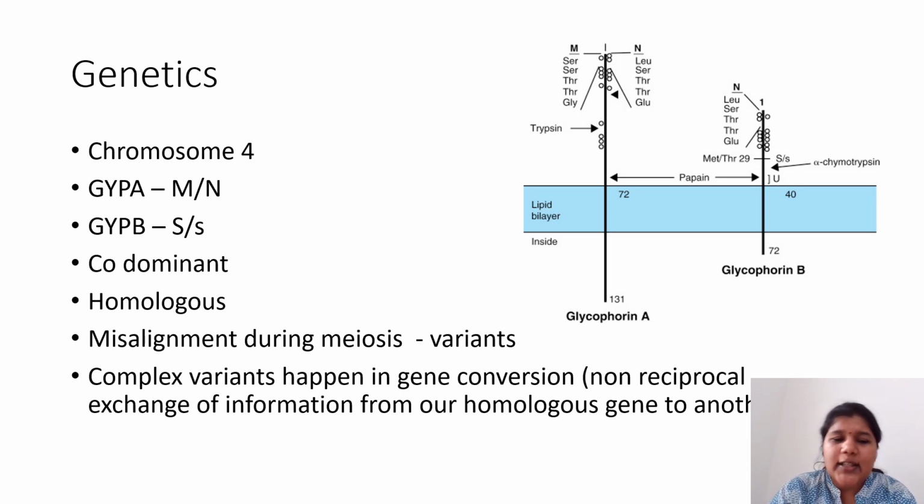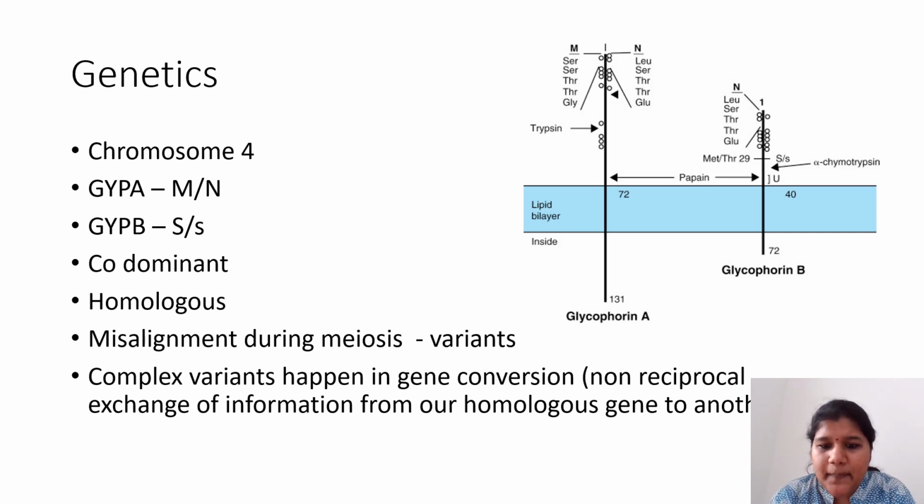Coming to the genetics, chromosome 4 is responsible for producing the GYPA gene and GYPB gene. The GYPA gene encodes M and N antigen and GYPB encodes S and s. The GYP stands for glycophorin. These genes are codominant and are homologous, that is, they are almost similar genes. Misalignment during meiosis is responsible for the variants in this gene. Complex variants can also happen.